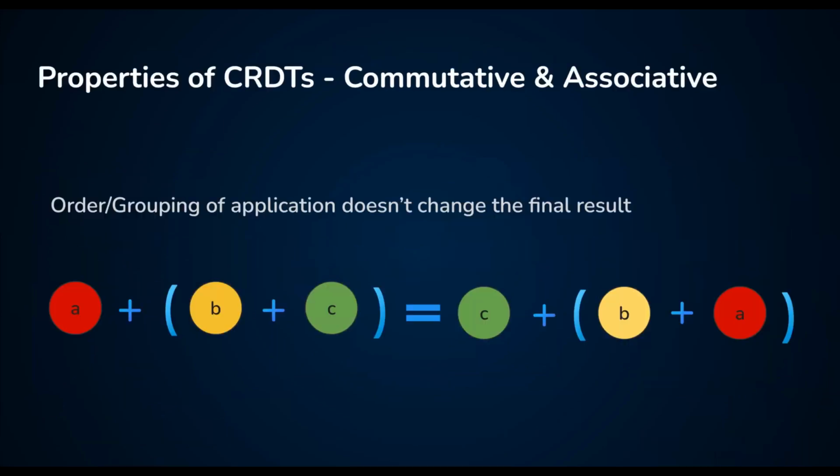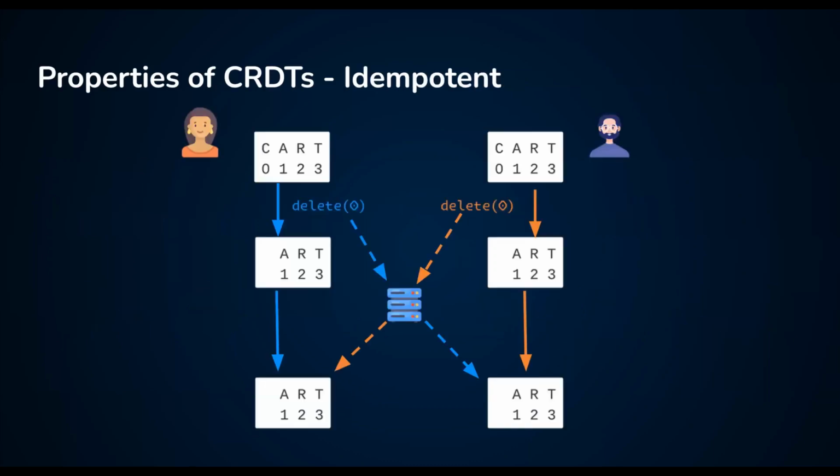These unique identifiers within CRDTs are crucial for maintaining their commutative and associative properties, ensuring that regardless of the order or grouping in which changes are applied by various users, the final state of the document remains consistent. This is a fundamental aspect of CRDTs that allows for seamless real-time collaboration. Additionally, CRDTs are designed to be idempotent, meaning that duplicate operations, like multiple users attempting to delete the same character, will not cause any unintended additional actions.